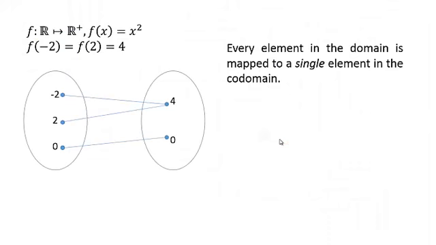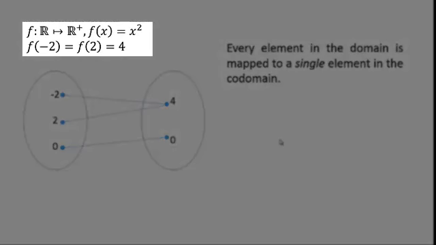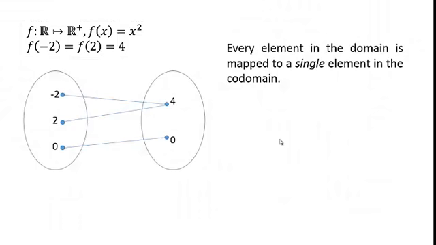Whilst one-to-many mappings are not permitted to avoid ambiguity, there is no issue with many-to-one mappings. For example, the squared function which maps the set of real numbers to the set of positive reals is valid since every element in the domain is mapped to a single element in the codomain.